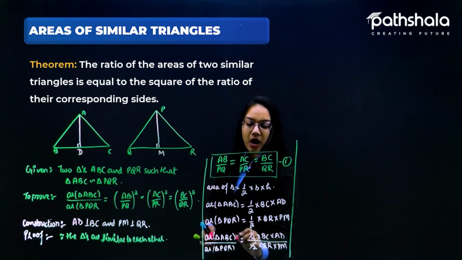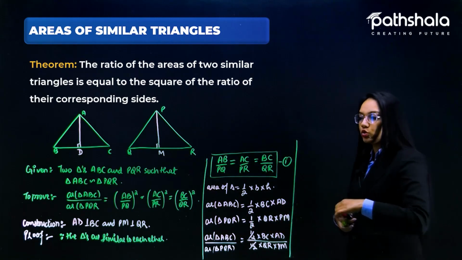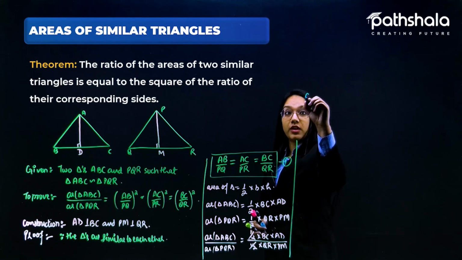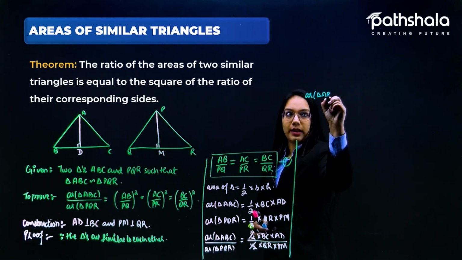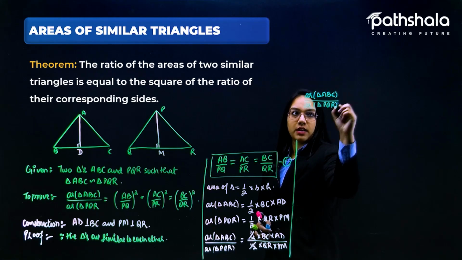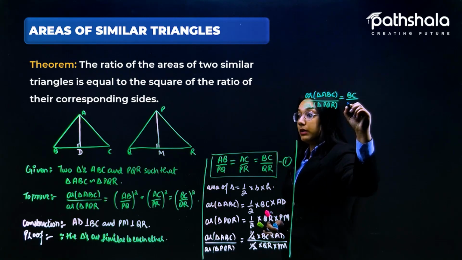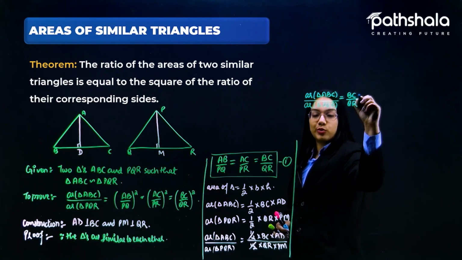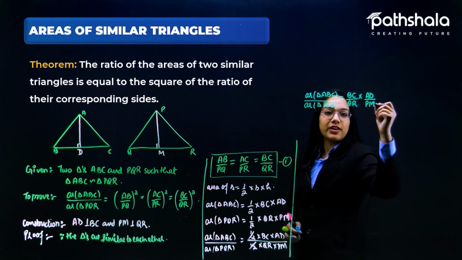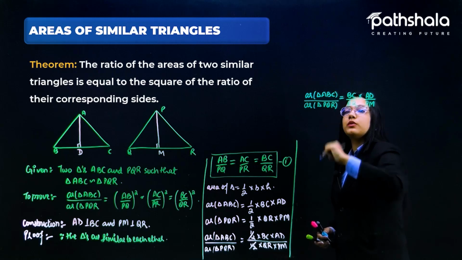We can see that half and half get cancelled with each other, and we are getting two ratios. So the area of triangle ABC by the area of triangle PQR is equal to BC by QR, multiplied by AD by PM. So this is the ratio of the areas.